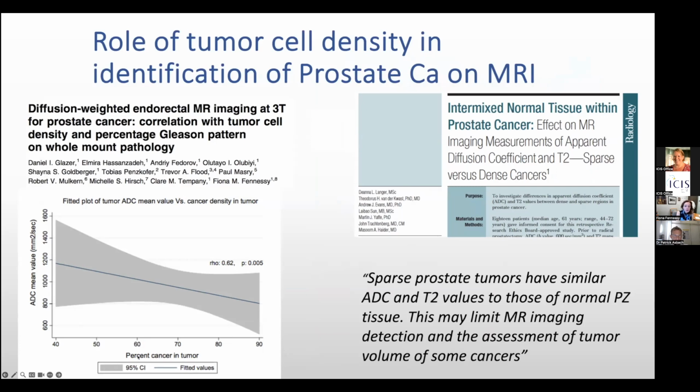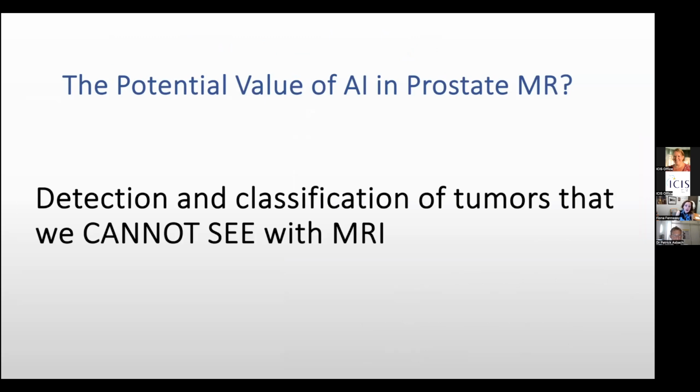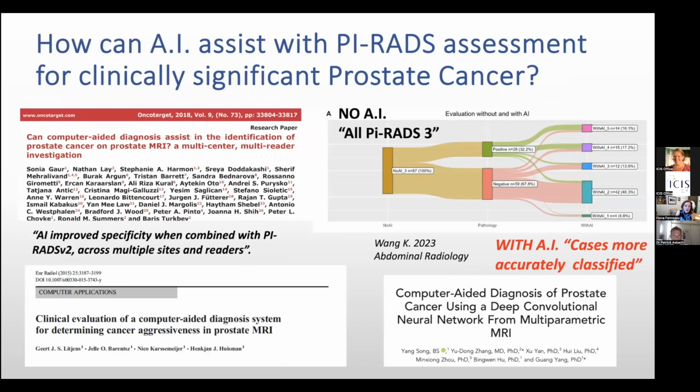So there are 2 papers here that actually speak about this in correlation with the pathology, which is key here. There have been a number of studies that have looked at the potential of AI in prostate MRI and how it can help with the tumors that we potentially physically cannot see with our eye. I've just put up 4 papers here.